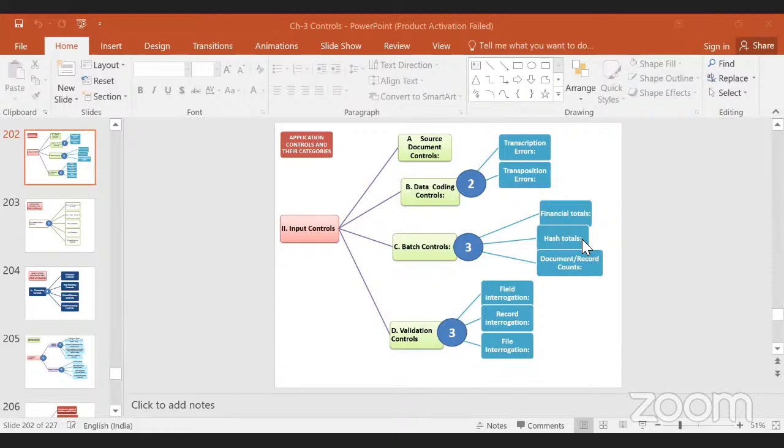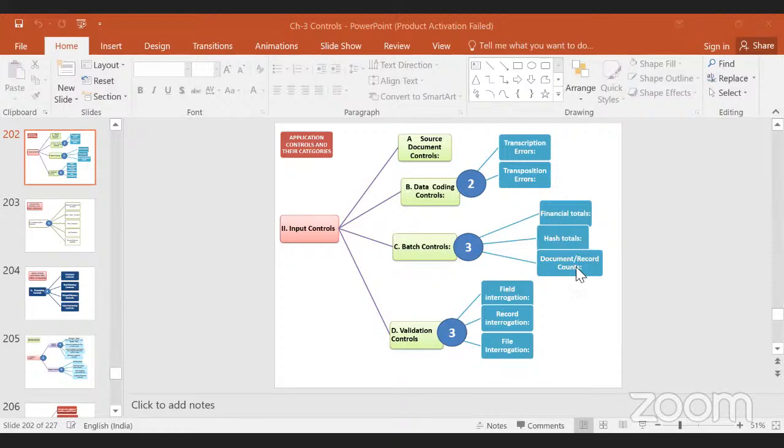So record count means, as we said in the hash total, they are total, but here it is not total, only counted. 1, 2, 3, 4, 5, 6, 7, 8, 9, 10, 11. Like that. If 15 counts are there, then 15 should be there in the count. Otherwise, something is missing. If instead of 15, 16 is there, then something is duplicated. Like that, you can have the control.